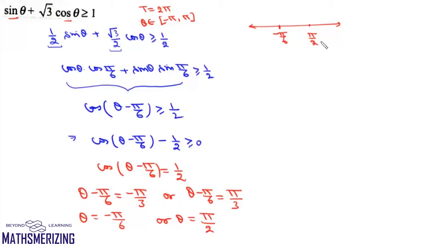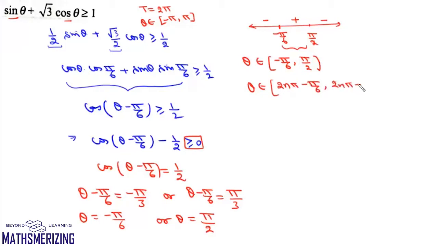Now we need to find any one solution. So when theta is 0, this value is positive, so this is plus and then minus and then minus. Now what do we need? We need greater than or equal to 0. So that means theta should lie between minus pi by 6 to pi by 2. Now we'll generalize this solution. So theta belongs to 2n pi minus pi by 6 to 2n pi plus pi by 2, where n belongs to Z.